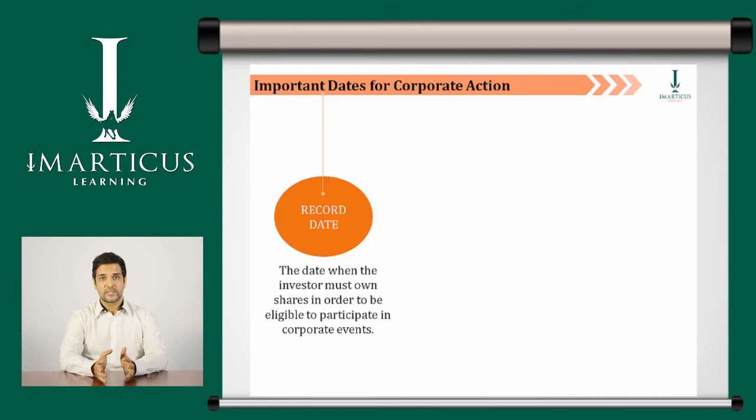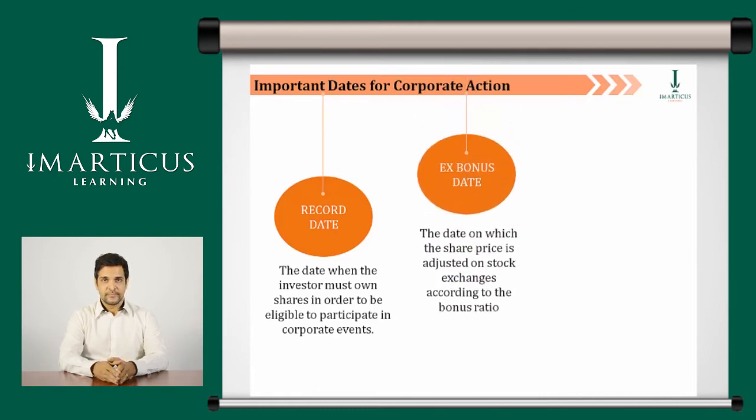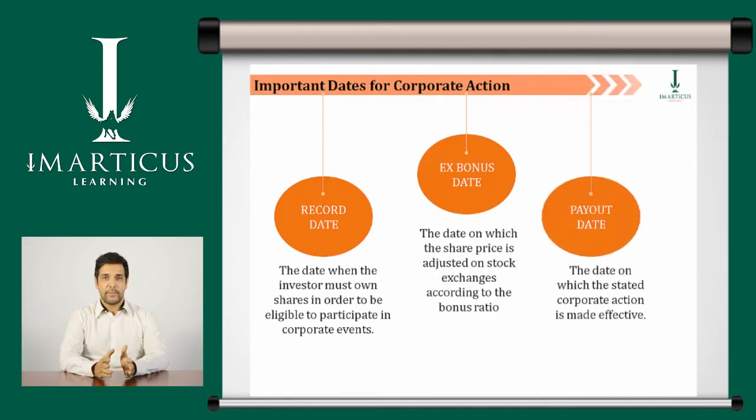Now, ex bonus date. It occurs after the record date. It is the date on which the share price is adjusted on stock exchanges according to the bonus ratio. And the payout date? Payout date is the date on which the stated corporate action is made effective.